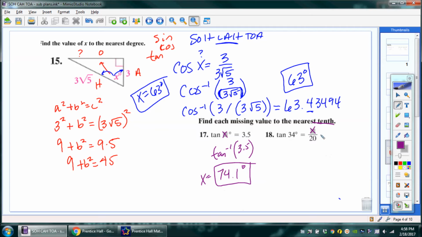For 18, x over 20 equals tan of 34 degrees. Again, I'm going to put this over 1. Cross multiply to get x equals 20 times the tan of 34. So in my calculator, I'm going to do tan of 34, enter times 20, and that's going to give me 13.4901. It says round to the nearest tenth. I'm going to do 13.5.